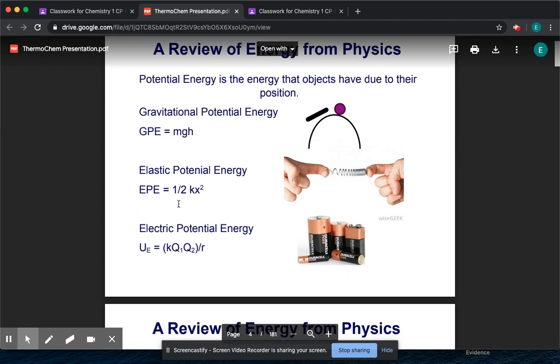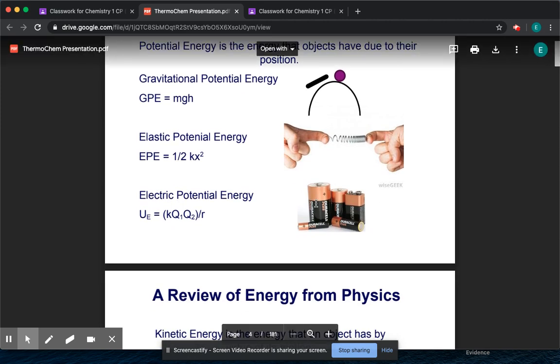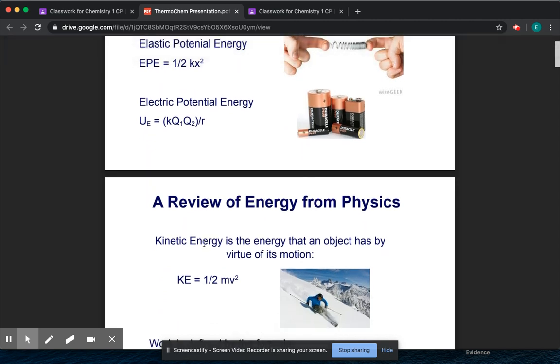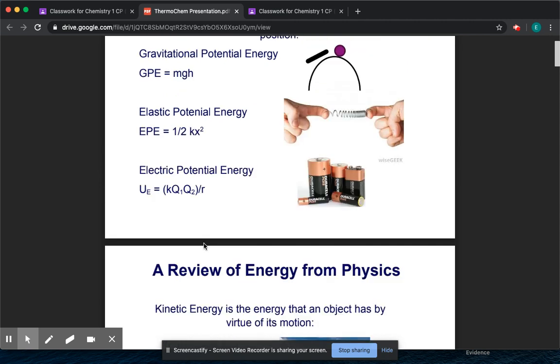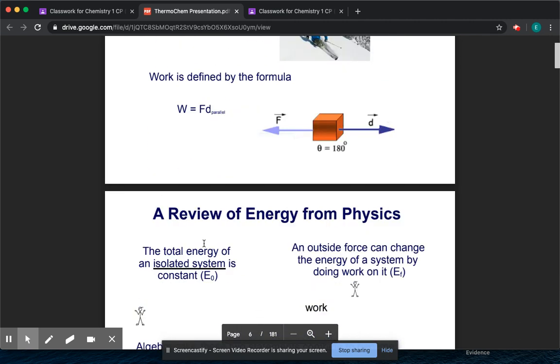You have elastic energy with springs and rubber bands. You have electrical energy, things like batteries and currents. And then you have the energy of motion, which is considered to be kinetic energy. These are the different types of energy that exist. The one that we're going to be focusing on, and which actually isn't listed here, is heat. When chemical reactions happen, either heat is being released or being absorbed. You're either going to have a temperature increase or a temperature decrease. That's what you're going to have more often than not.